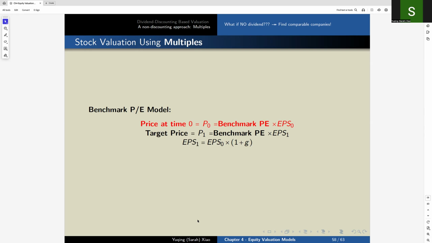Let me give you an example. Suppose the benchmark PE ratio for an industry is 16. If our company's current earnings per share are $3.7, then multiplying those two gives us a value estimate of $59.2. We can then project it forward.